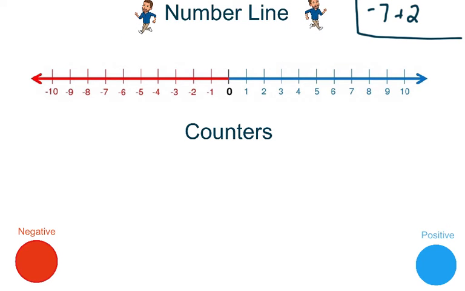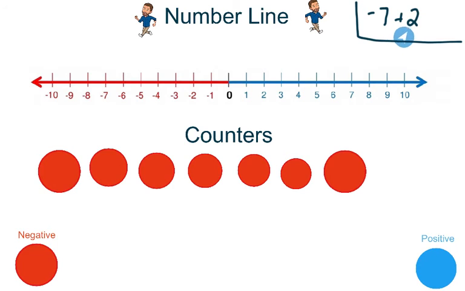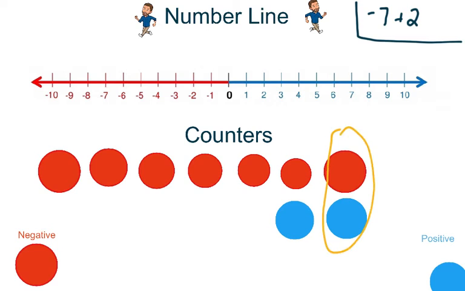With the counters, I start out with negative 7 red counters. Then it says add, which means add more, and I have a positive 2, so I'm going to add the 2 positive counters. So I have 1, 2. Now I want to look at it and cancel out any 0 pairs. So anything that makes 0, I'm going to cancel out. So here's a 0 pair, because negative 1 and 1 make 0. Those are opposites. And then that's a 0 pair. So they're gone. Now I just want to count how many are left. 1, 2, 3, 4, 5. Negative counters are left. So negative 7 plus 2 equals negative 5.